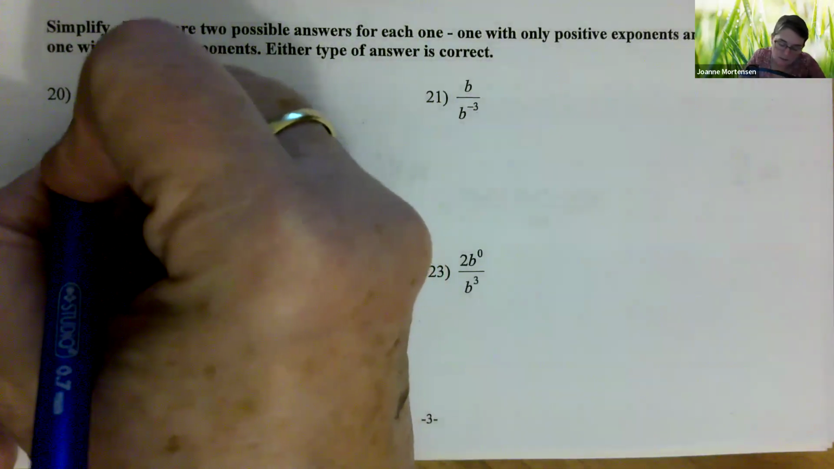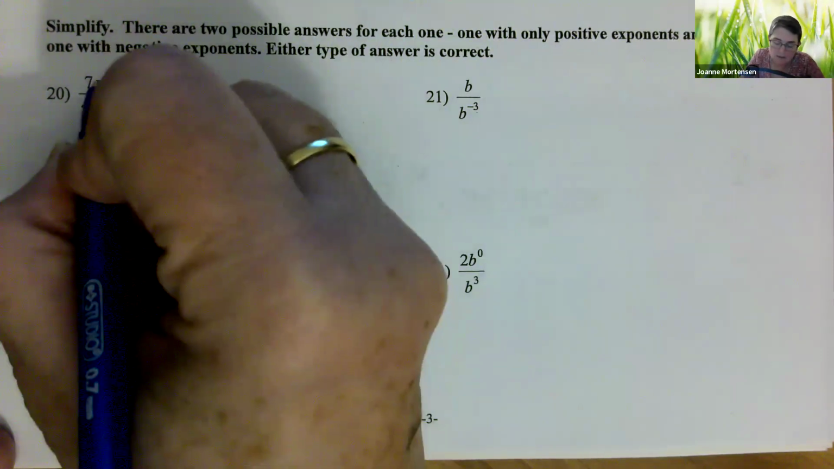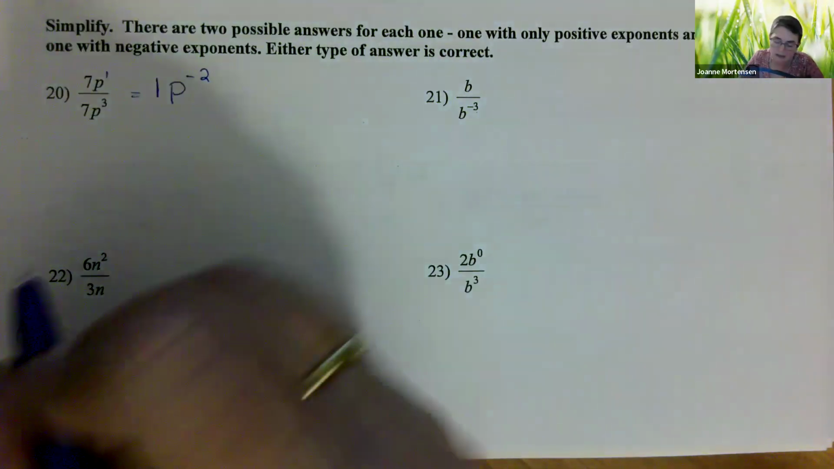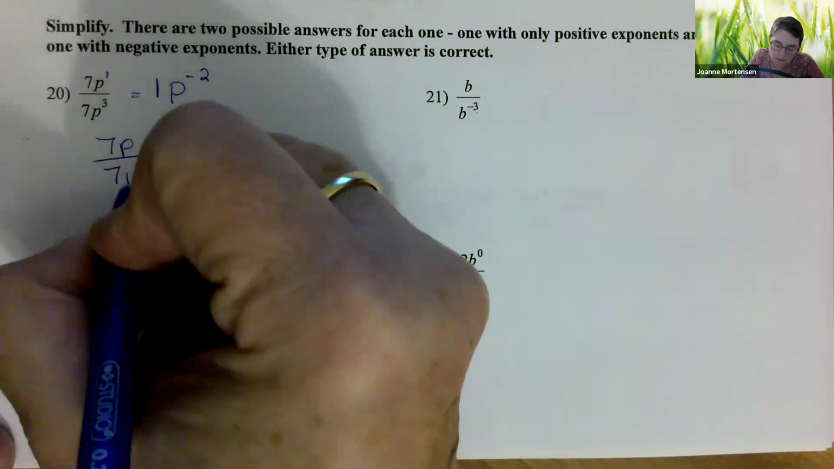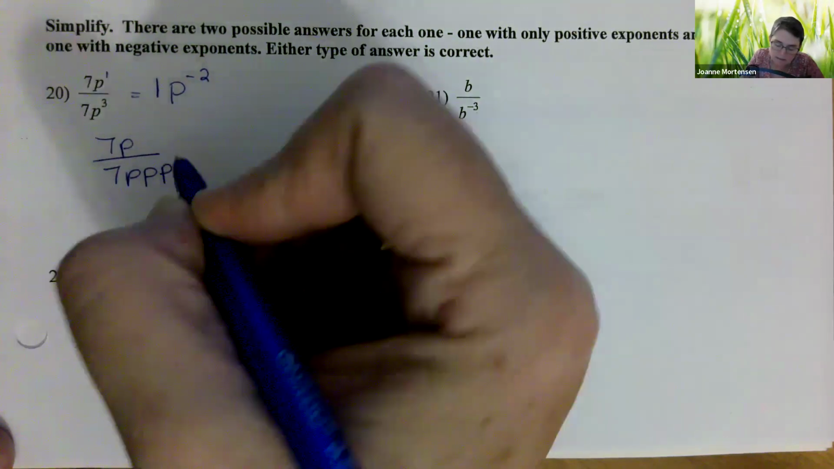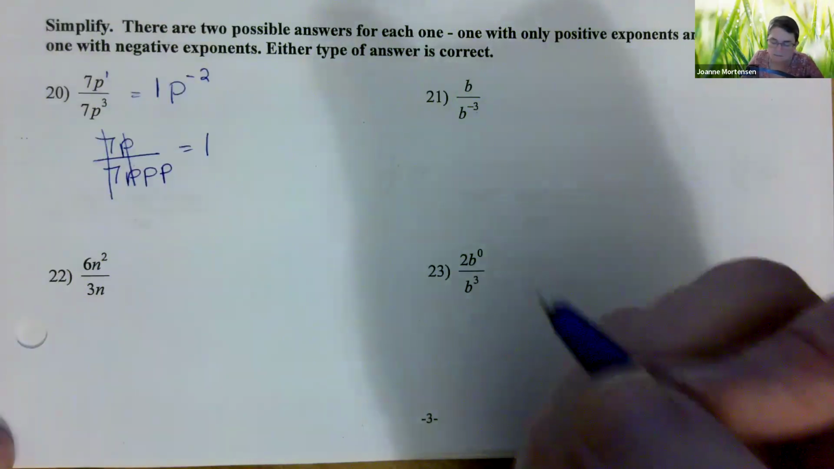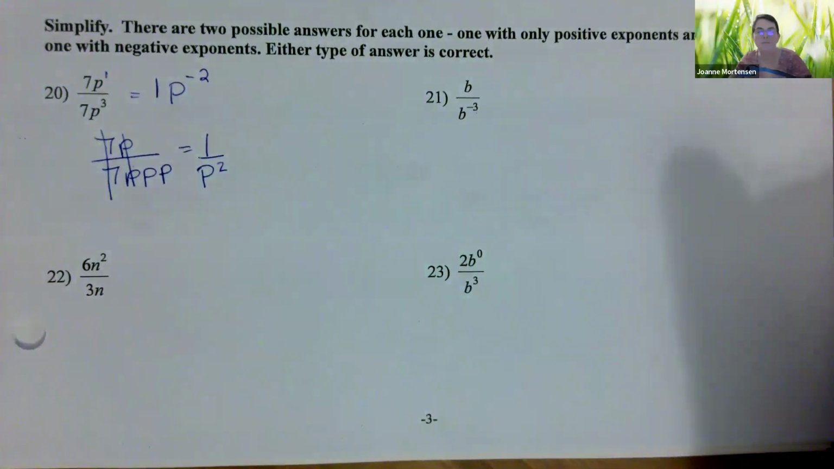So 7 divided by 7, I'm going to put 1. And here I've got p to the 1 divided by p to the third. So that's going to give me p to the minus 2. If you don't like that, 7p over 7p^3, the 7's cancel out to give you 1. This cancels out, and you'd have p squared down there. Both today are equally correct.